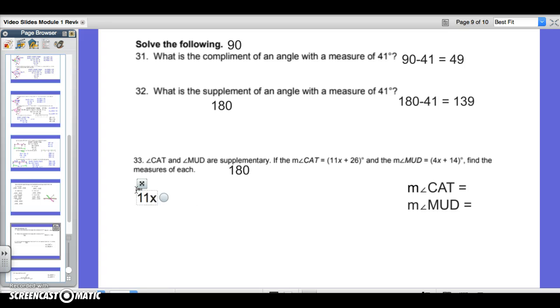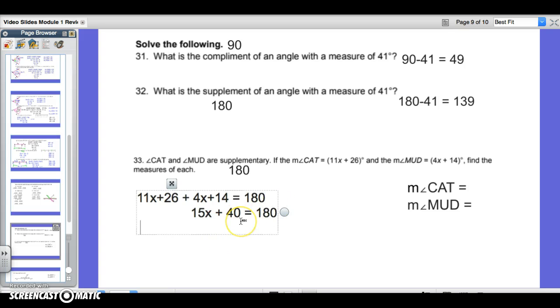So I'm going to do 11x plus 26 and then add the other one, 4x plus 14, and they equal 180 degrees together. So I'm going to simplify these. I get 15x plus 40 is equal to 180.